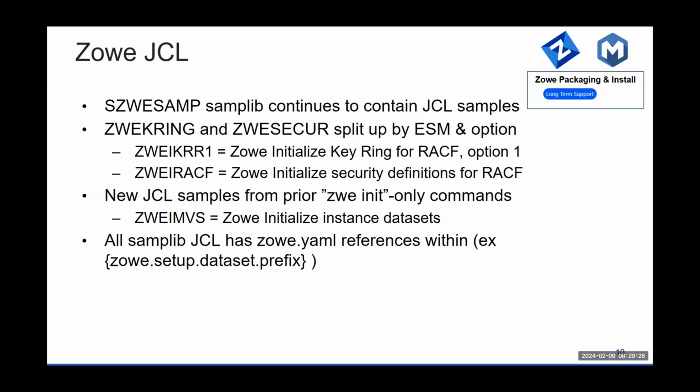Now, going back to the JCL for a moment, when you look at the ZWE init commands today, there are phases. There's an init MVS, there's an init VSAM. So I spoke on the keyrings and the secure job, but turns out that the init MVS command never had a JCL. And so this is one of the things that we're fixing here. There's now just going to be one called ZWEI MVS, which does that option.